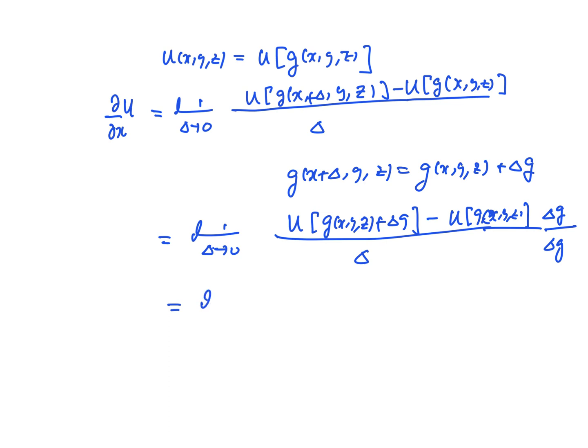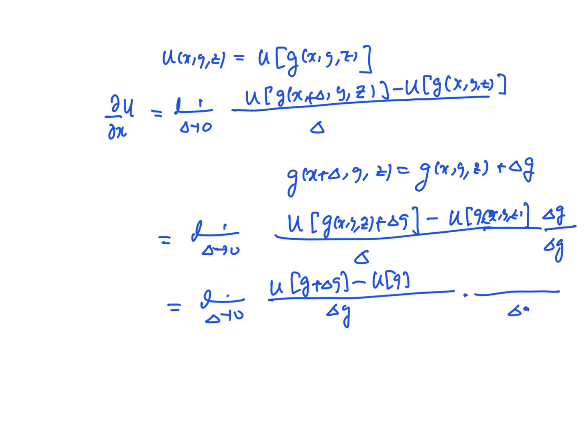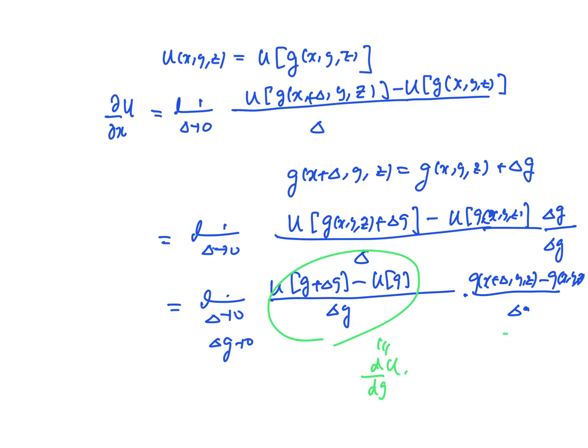So you can have delta g over delta g times u(g plus delta g) minus u(g), over delta g, times g(x plus delta, y, z) minus g(x,y,z). When delta goes to 0, delta g also goes to 0. So this part becomes simply dg du, and this part is simply same as before, partial g.